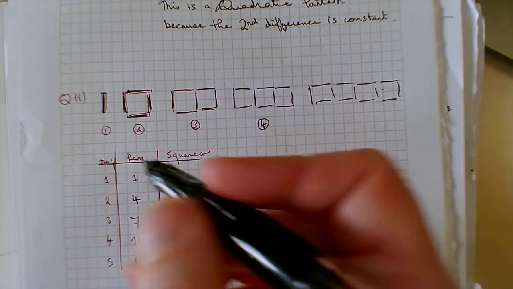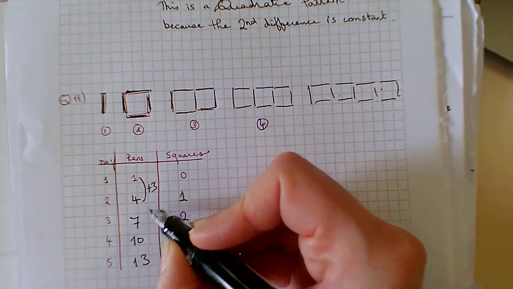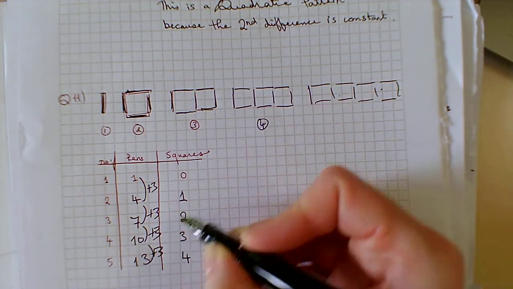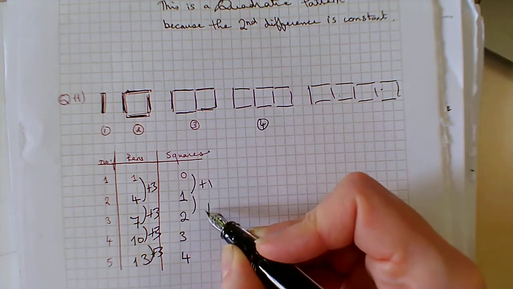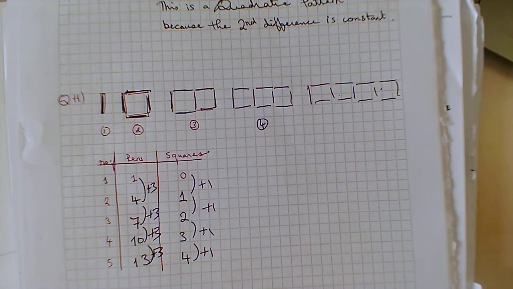We weren't asked to do anything else with this, but what we can see here is this in fact is a linear pattern in terms of the number of pens, and a linear pattern in terms of the number of squares. So that's just a little bit more practice with linear patterns as well.